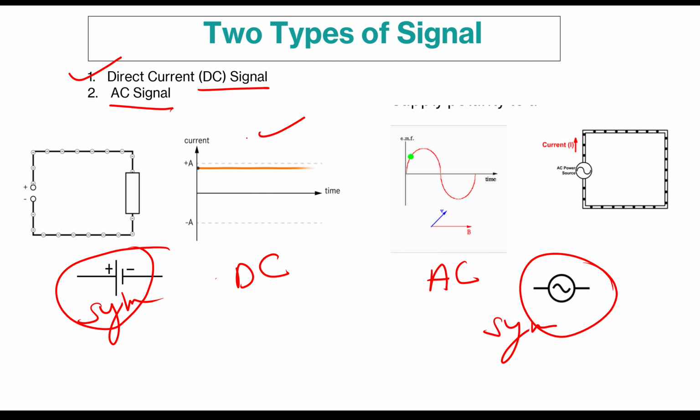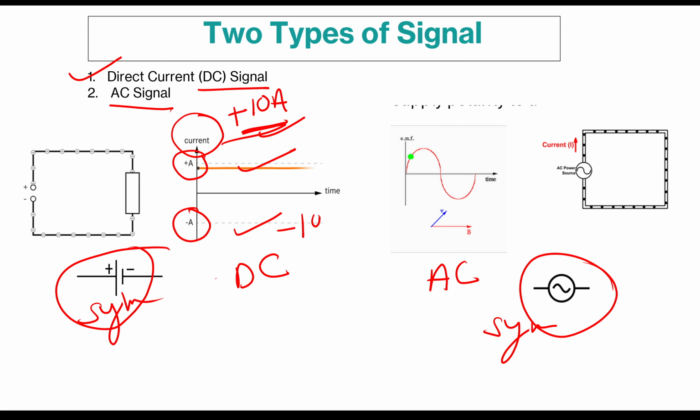Now, in the DC signal, this is for the current. For example, it might be current, it might be voltage. If it is positive, all the time it is only positive. If it is negative, all the time it is negative. For example, if this current is plus 10 ampere in the circuit, all the time it is plus 10 ampere. And if it is minus 10 ampere, all the time it is minus. It will not go to the plus.